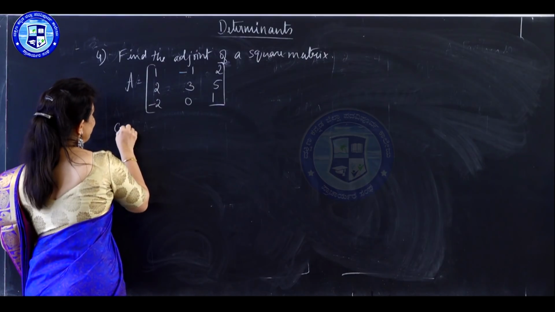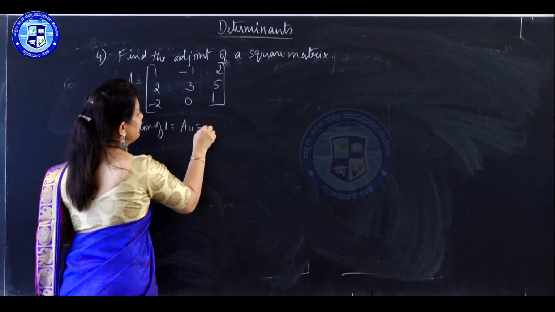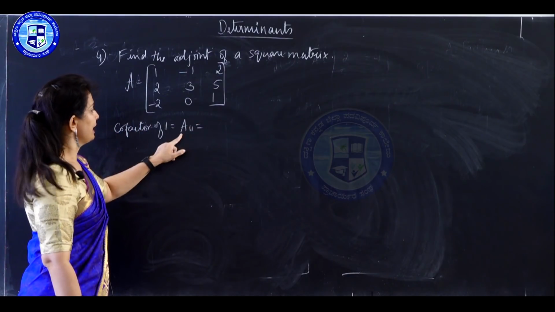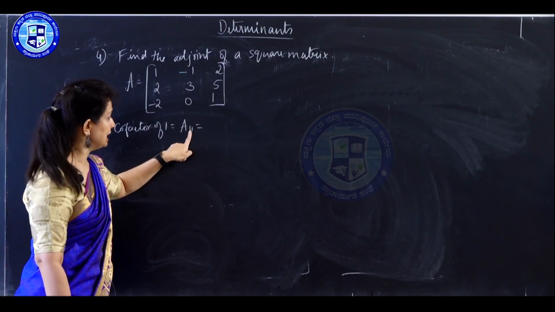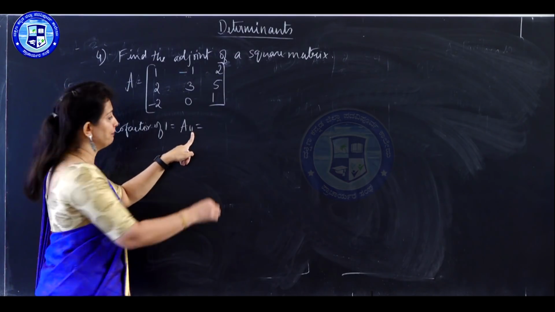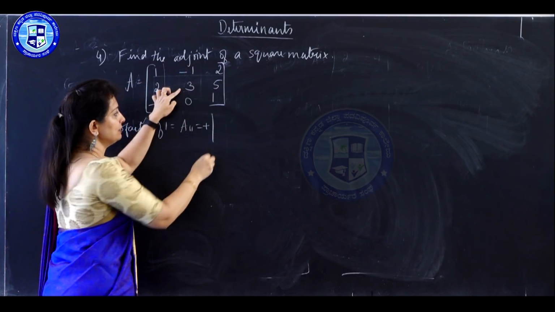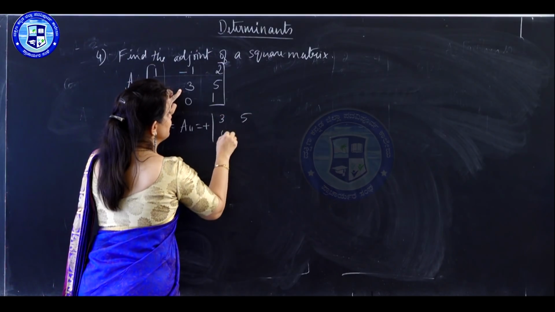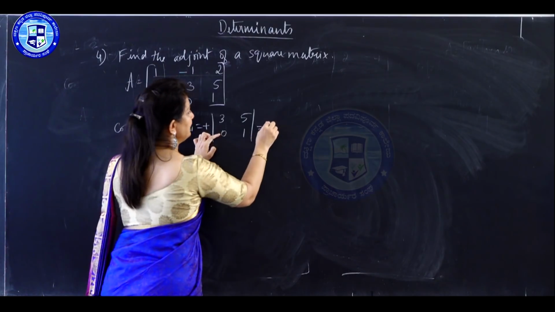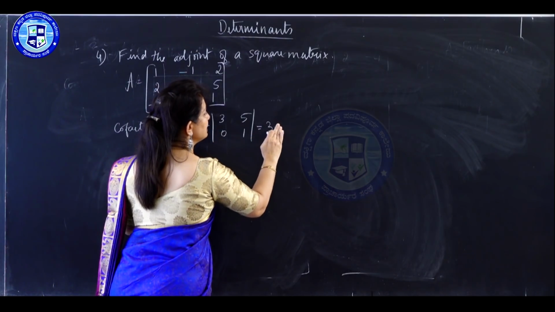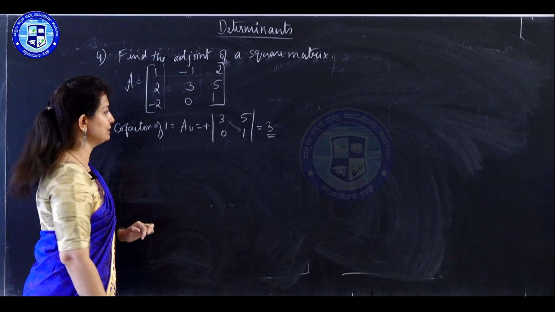Now, what is the cofactor of 1? It is denoted by A11, deleting the first row and first column. First write the sign: 1 plus 1 is 2, an even number, so plus. The determinant after deleting the first row and first column is 3, 5, 0, 1, which equals 3 times 1 minus 0, that is 3.